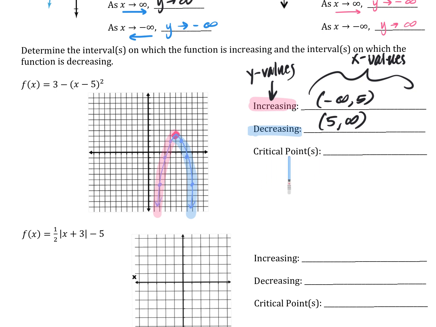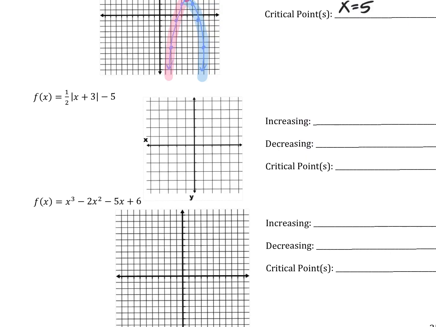Cool. You guys, a critical point is just the max or min. At what x value do we have that max or min? We would just say at 5. What's this graph looking like? What's that shape? Whoosh. 3 to the left, 5 down, skinnier or wider? Wider. Okay. 3 to the left, 5 down, wider, up 1 over 2.